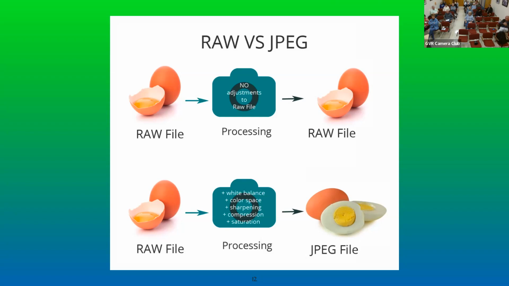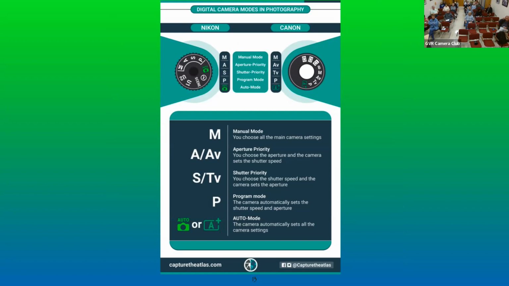If you want more information on RAW versus JPEG, Google it. Or even better, you can get a lecture on YouTube telling you about RAW and JPEG. Here again, it's a look at Nikon versus Canon, the dials on top. This is the dial on my RX10-4. If you take a look at it, it'll tell you what those modes are: aperture priority, shutter priority, manual, automatic, and some have intelligent automatic. Those are things you need to look at, and the information is there.